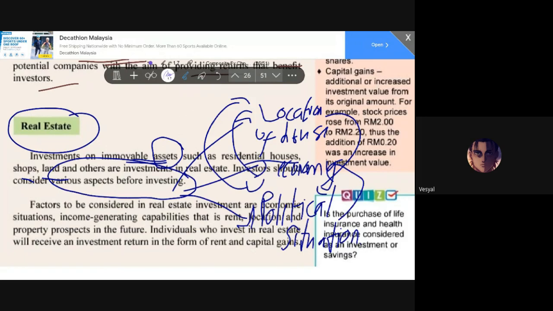Hey, it's actually here: economic situation, income generating, location, property prospect. They didn't say politics here, no wonder you didn't tell it. It's actually one more factor as well. Investing in real estate will get a return in the form of rent and capital gain. Just now I told you the formula: return is total rent plus capital gain. So this applies to real estate. That's how you solve it if they ask you to find the return on investment later on.